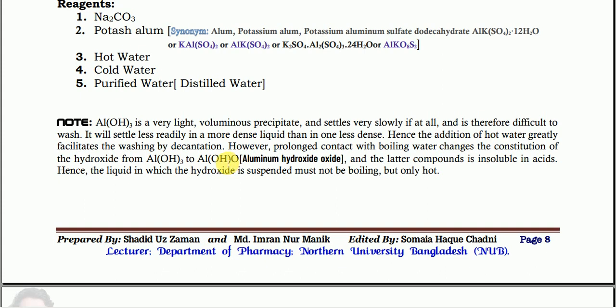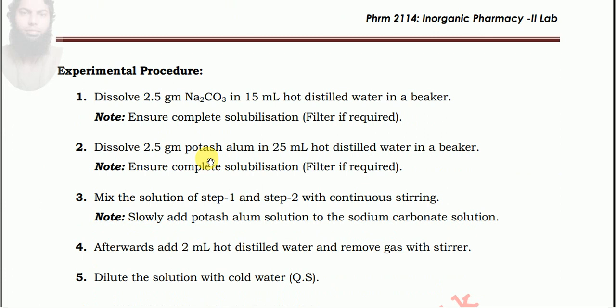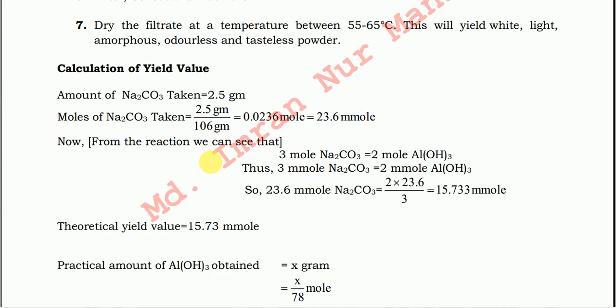So we should not use very hot water or boiling water. Instead, we should use only gentle hot water, and the contact time between the aluminum hydroxide gel and the hot water should be as low as possible. Now let's move on to the calculation of yield value for the aluminum hydroxide gel.